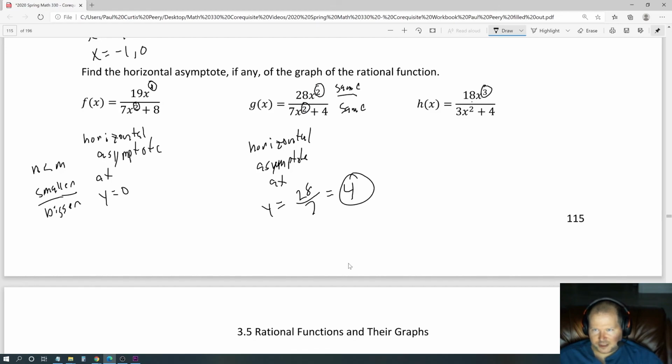And the last one over here, we are comparing the exponents again, but now it's bigger on top, right? And it's smaller on the bottom. And as such, no horizontal asymptote. So the top just flies off to infinity. It's not held in check by anything. So no horizontal asymptote.